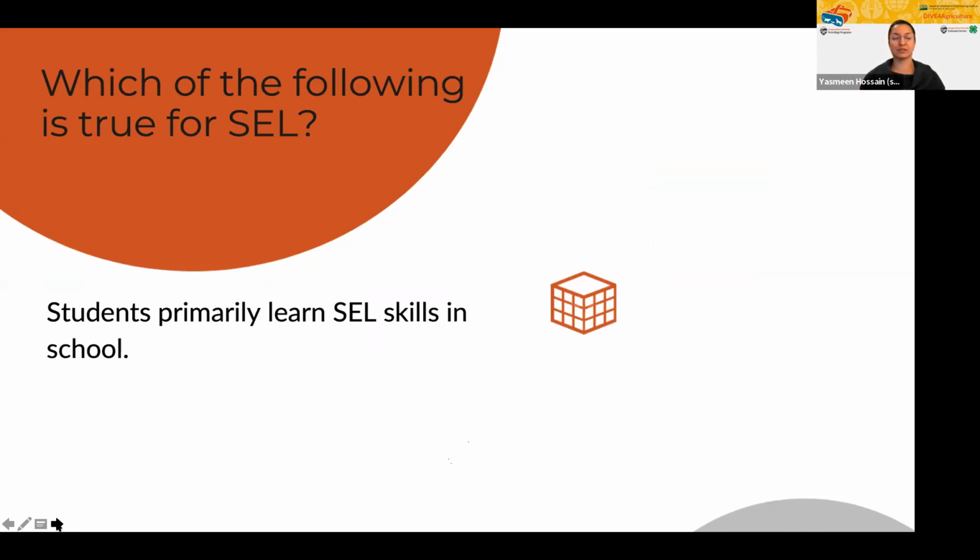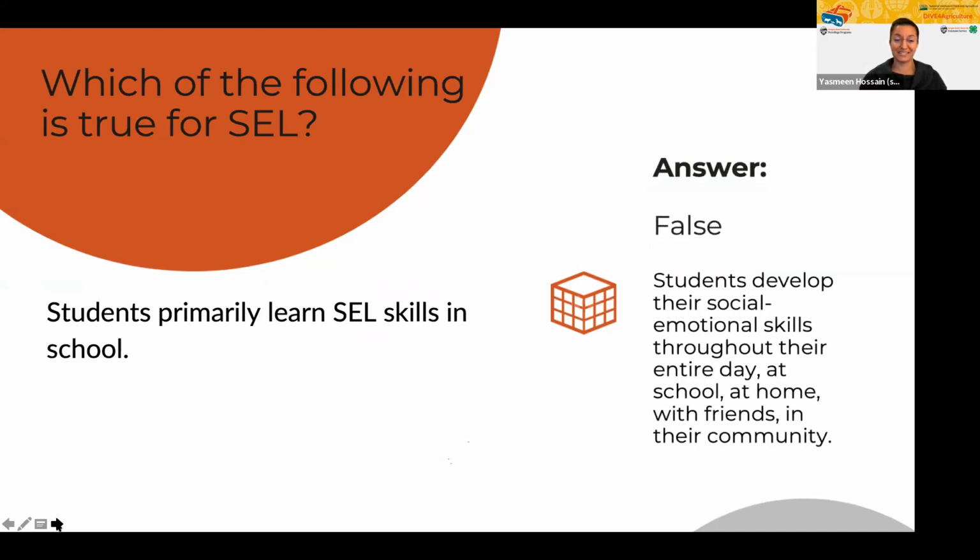The second question, students primarily learn SEL skills in school. If you could click one more time. That is false. So I think everyone, or most of you got that right. Students develop their SEL skills throughout their entire day, whether they're at school, at home, playing with friends, eating dinner with their family, out in their community.